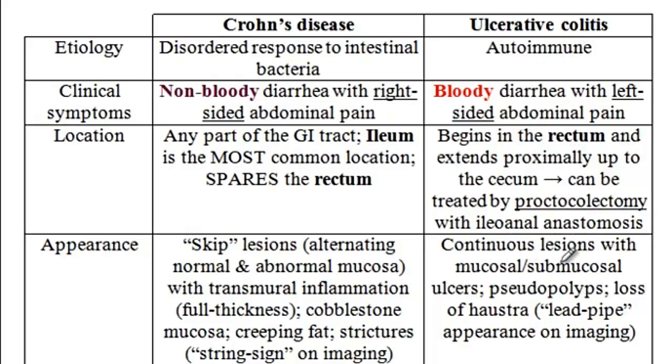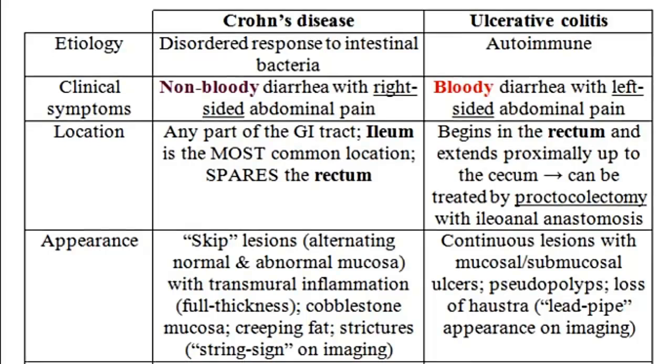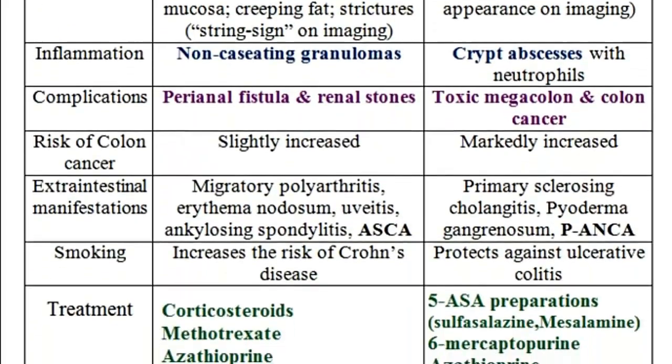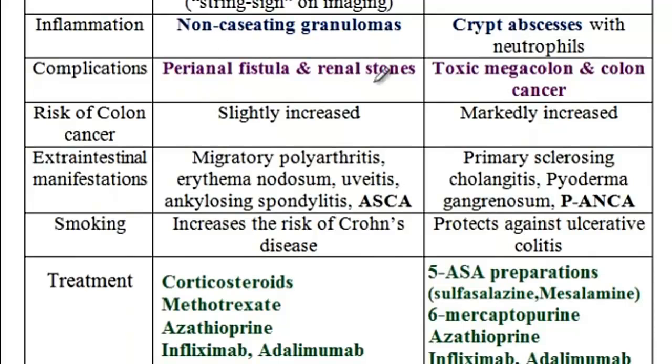Now the lesions are continuous, and there are pseudopolyps as well as a lead-pipe appearance of the colon due to the loss of haustra. There are crypt abscesses due to the accumulation of neutrophils. These patients are at increased risk of toxic megacolon as well as colon cancer, and they test positive for perinuclear antineutrophilic cytoplasmic antibody. They are also at increased risk of primary sclerosing cholangitis as well as pyoderma gangrenosum. And then smoking protects against ulcerative colitis.